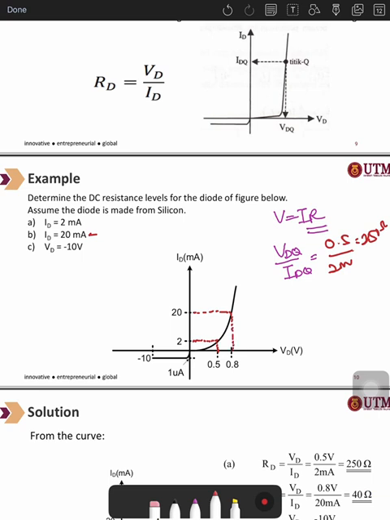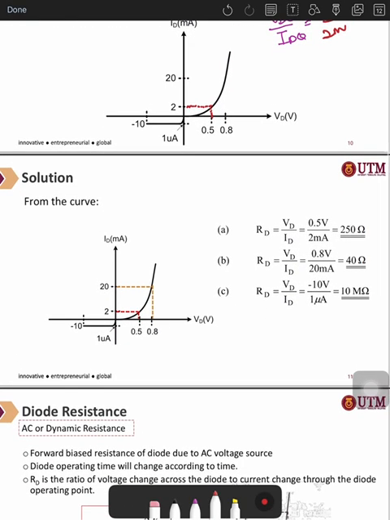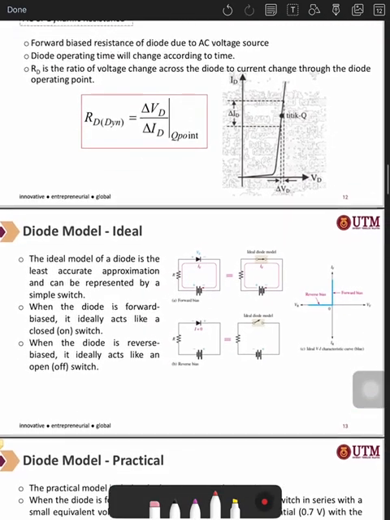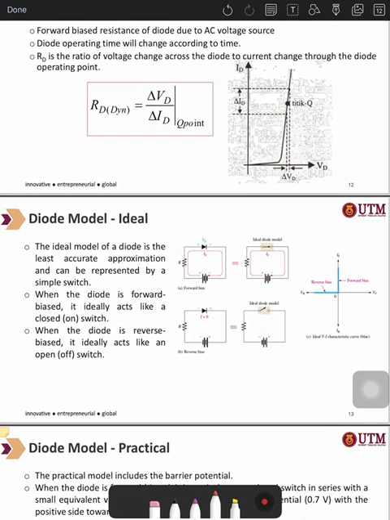Alright, and then after that, 0.8 divided by 20 milli, you will get 40 ohm. This one you just need to apply the basic Ohm's law. Alright, next, this is the solution line. The diode resistance.